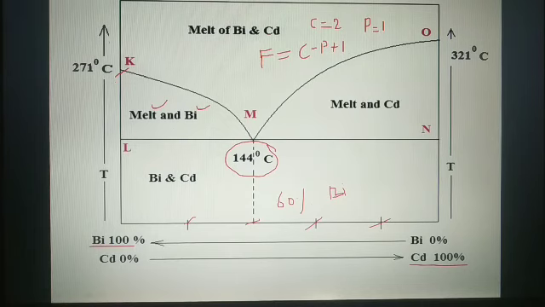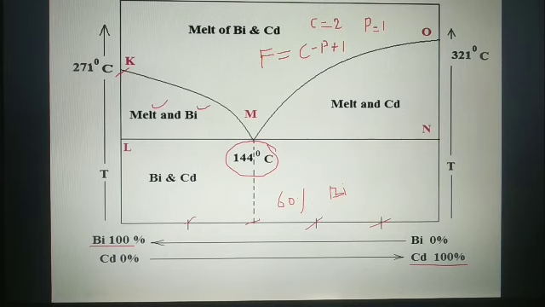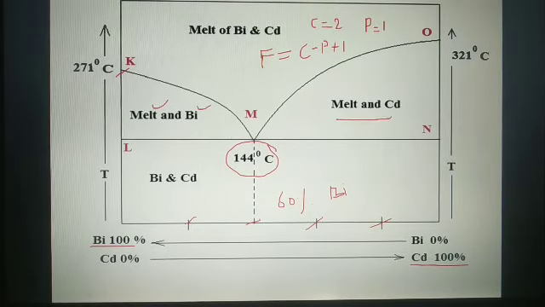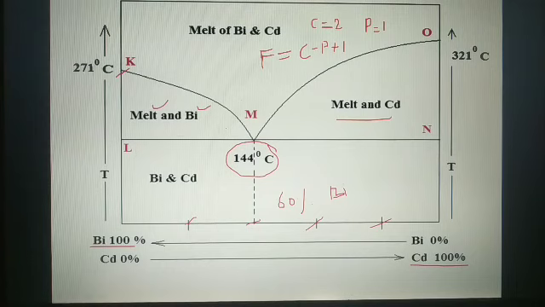So it means 2 minus 2 plus 1, it is monovariant. In this region again we are having the 2 phases, so it is again monovariant. At the eutectic point, here we are having the 3 phases. One is the melt, another is the solid bismuth, another is the solid cadmium.